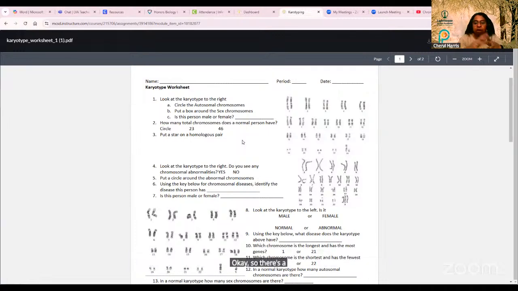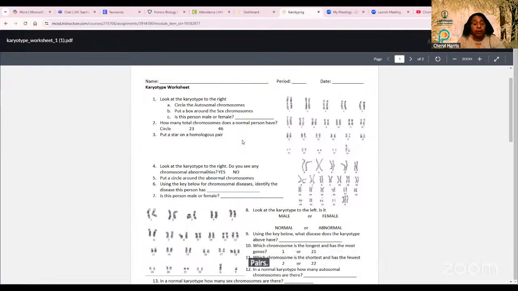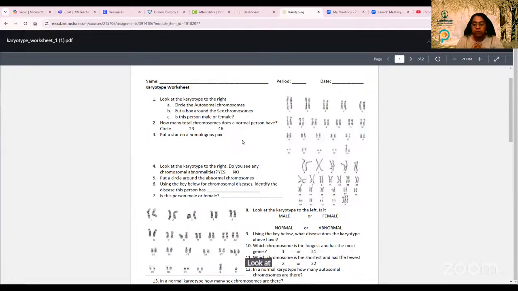So you can put a star on any one of those. So now you have a circle around 1 to 22. You have a box around the XY, and you have a star on any one of those pairs. Okay? All right, it says look at the chromosomes. So now we're on the next set. It says look at the karyotype to the right. Do you see any chromosomal abnormalities? Look at it closely, and what do you see?